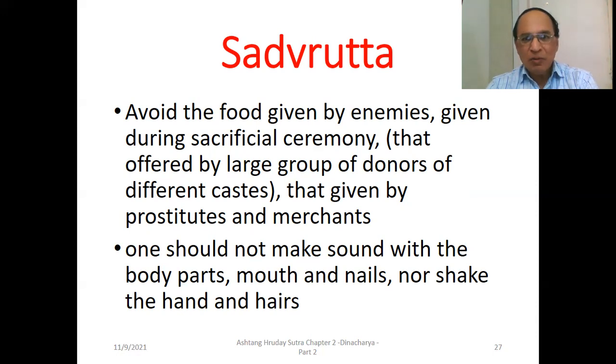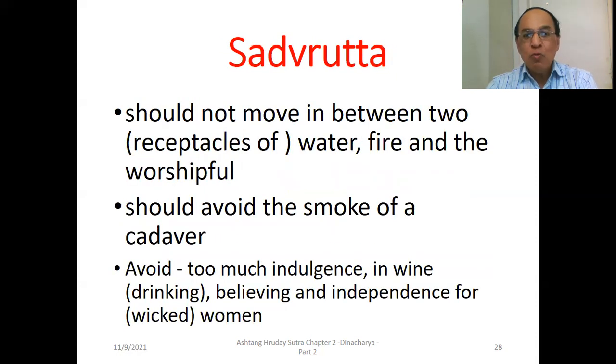Okay, one should not make sound with the body parts like mouth and nails, and not shake the hands and hair in public places. Should not move in between the two receptacles of water, fire, and the worshipful. Should avoid the smoke of a cadaver. Avoid too much indulgence in wine, that is drinking alcohol, and believing in the independence of wicked women.